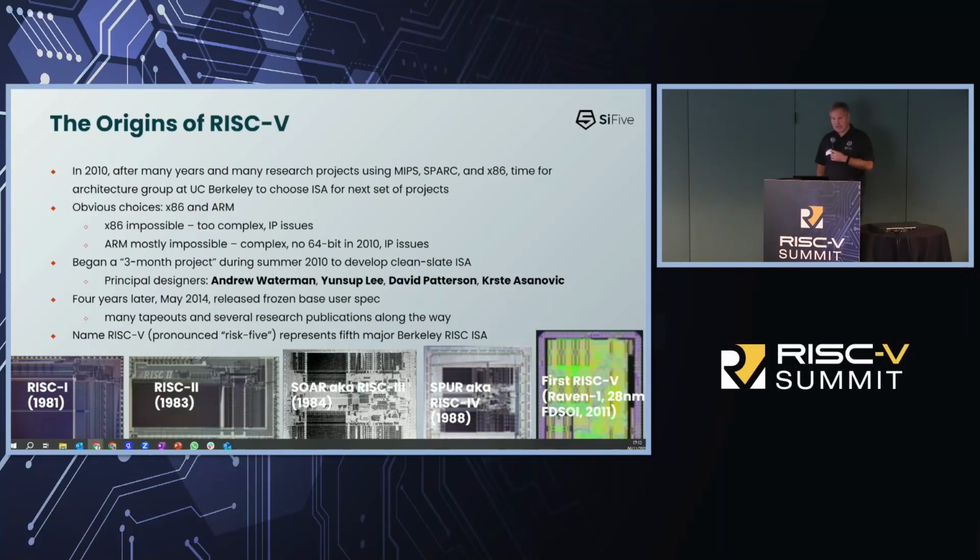So a bit of history. What happened? The first question is, why RISC-V? The simple but disappointingly dull answer is that it was the fifth RISC instruction set that came out of Berkeley University.